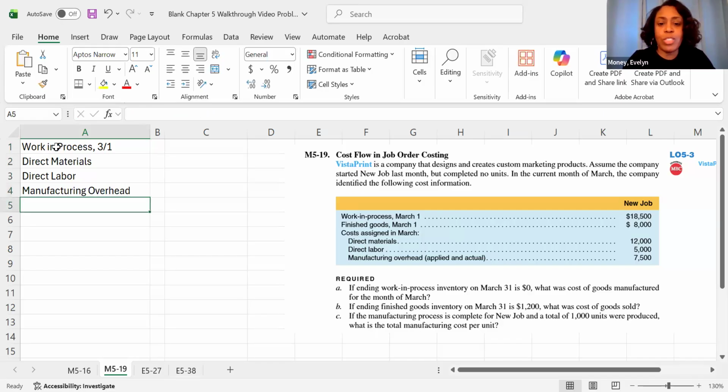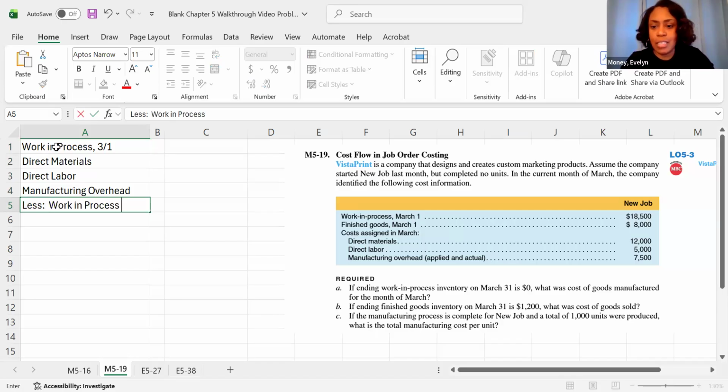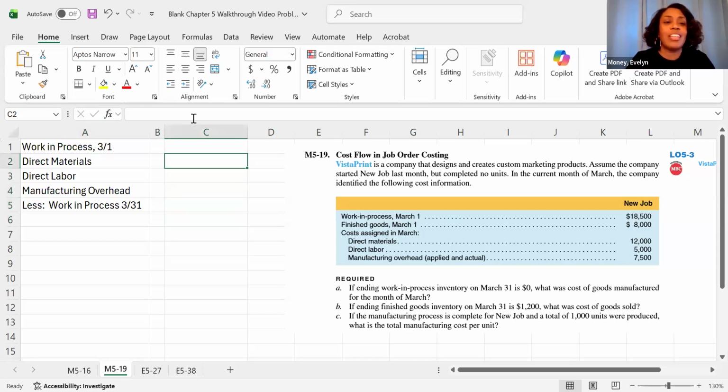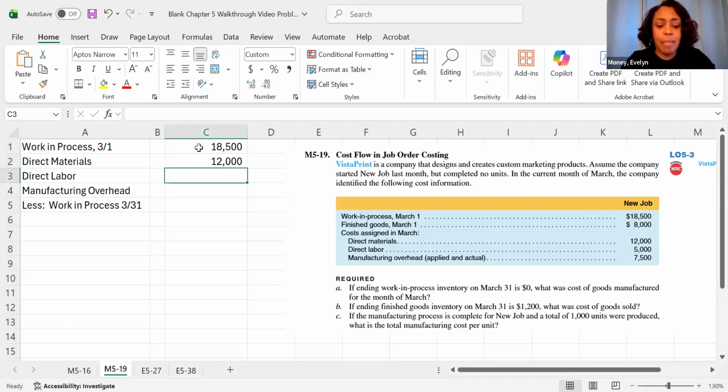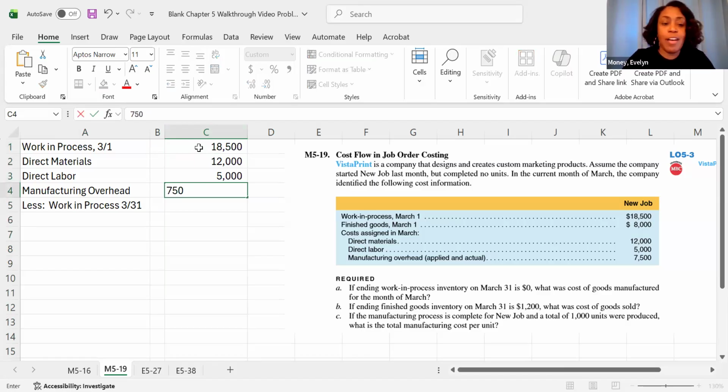And then we're going to subtract work in process 3-31, which was 0. But we'll throw it in there anyway so that we can use this as a guide. All right, beginning work in process was 18,500. Direct materials was 12,000. Labor was 5,000. And overhead was 7,500.